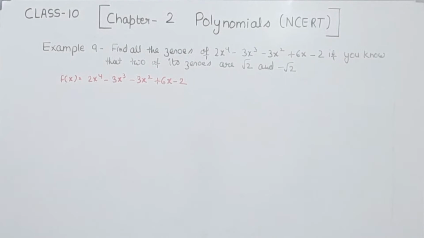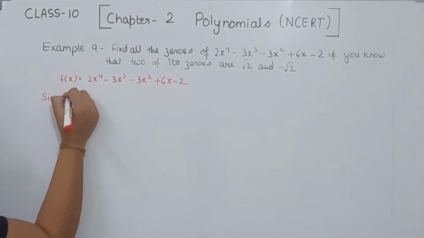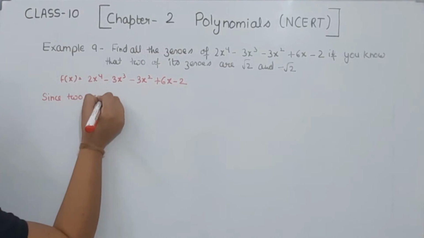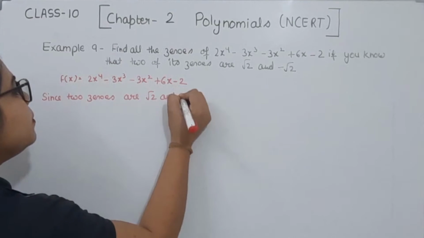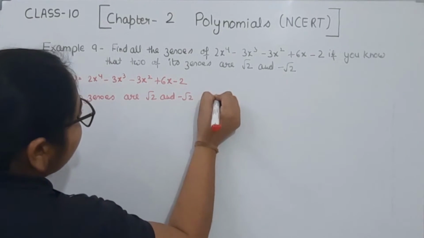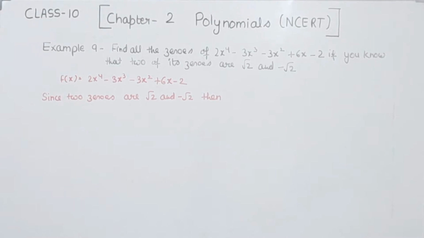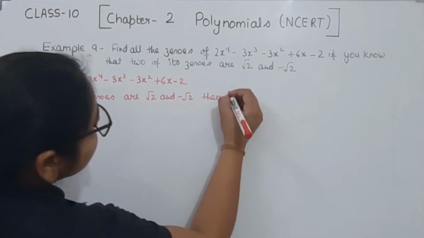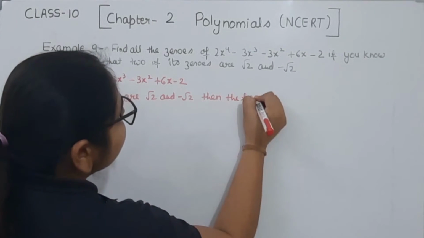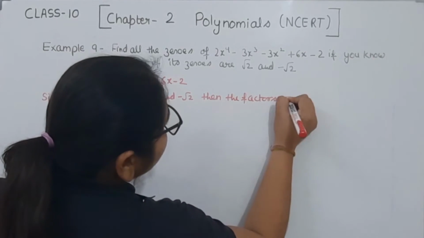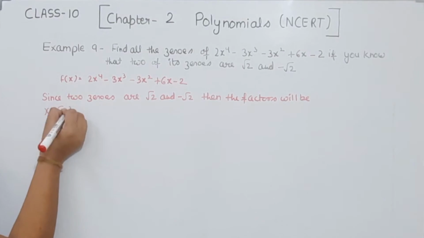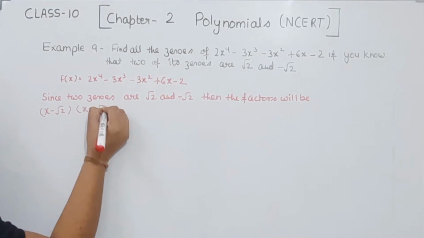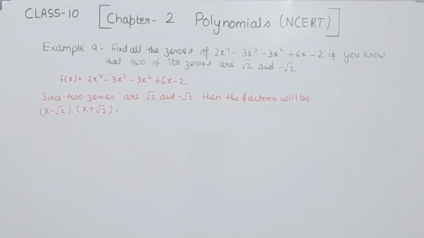Now since the two zeros are root 2 and minus root 2, then the factors will be x minus root 2 and x plus root 2. This one will have the two factors.